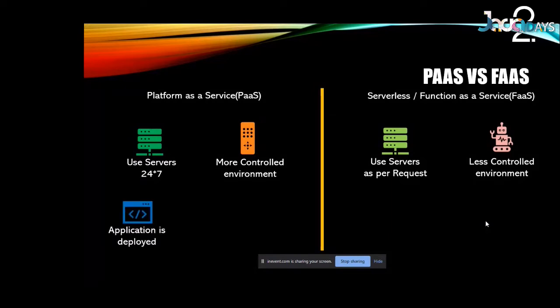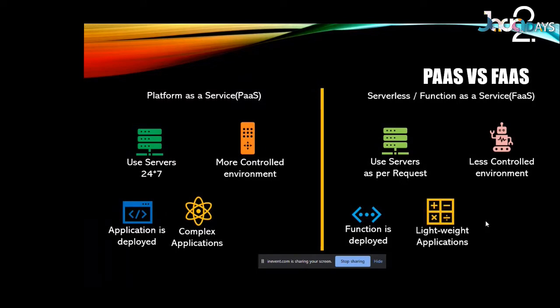Here we say the whole application is deployed. Here we say just a function is deployed. Because as I said, you hit a particular URL, some output will happen. So just one method or a function is deployed. Here, this is for complex enterprise-level applications. This is for a part of an application, a lightweight application, or just, as I said, a chatbot, a part of it.